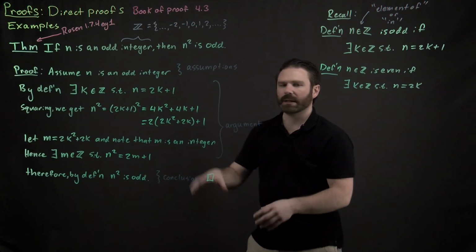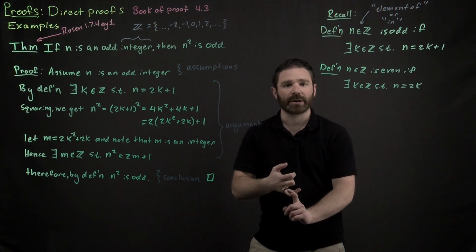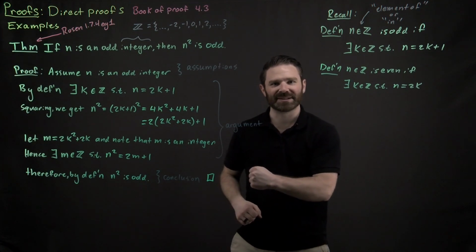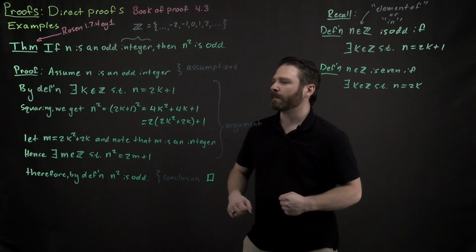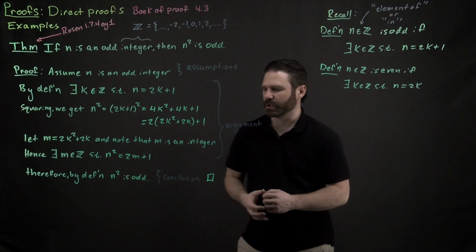So usually in the midst of a direct proof, what you want to do is rely on definitions and see how you can connect up your hypothesis, which you get to assume because you're using the direct proof method, and then use those to get to your conclusion.